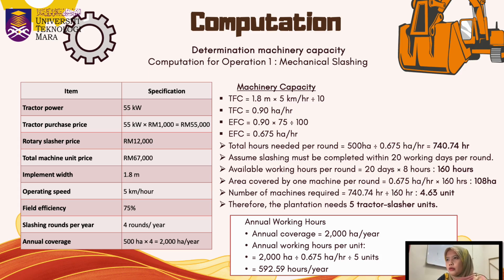Moving on to our computational method, let's look at operation 1, mechanical slashing. Our primary objective here is to manage weed growth and keep field access clear across the 500 hectare estate. For this operation, we selected a 55 kilowatt tractor paired with a 1.8 meter rotary slasher, coming to a total machine unit price of RM67,000, operating at a speed of 5 km per hour with an estimated field efficiency of 75%.